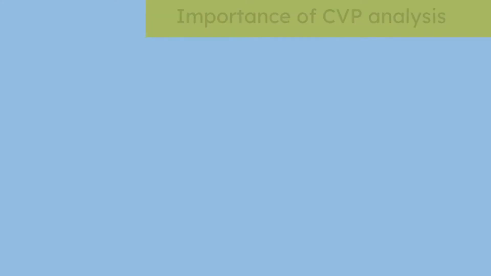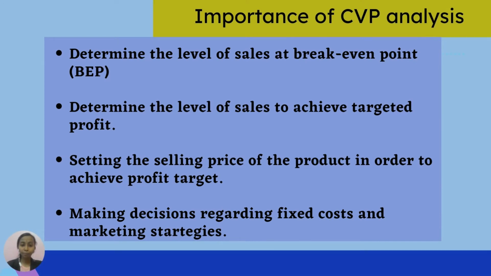All right. Next, we would like to see what are the importance of CVP analysis. Why is CVP analysis important? Because it is to determine the level of sales at break-even point, which is BEP. Next is to determine the level of sales to achieve the targeted profit. Third is to set the selling price of the product in order to achieve the profit target. Last one is to make decisions regarding fixed costs and marketing strategies.